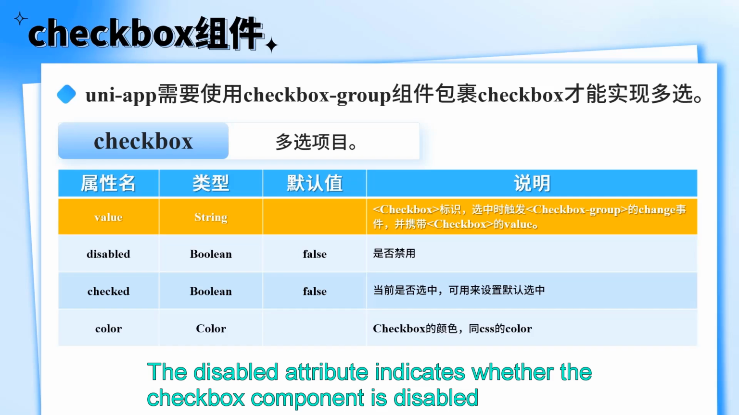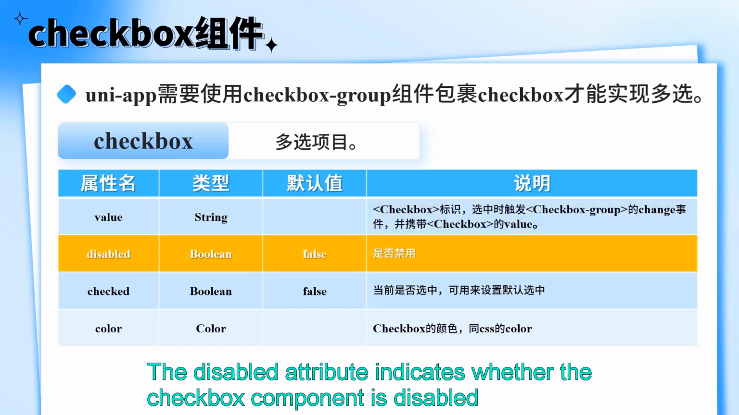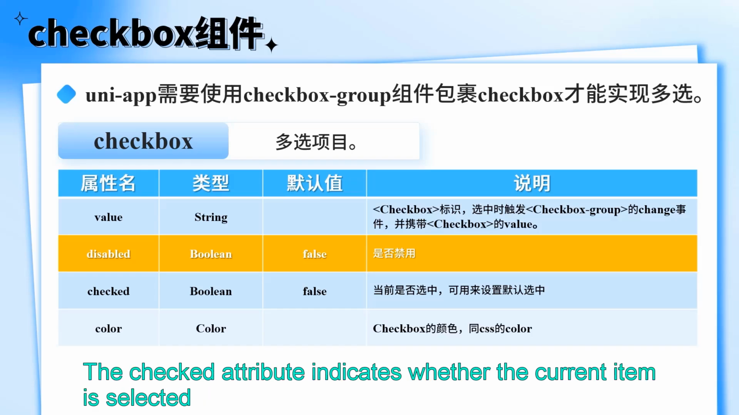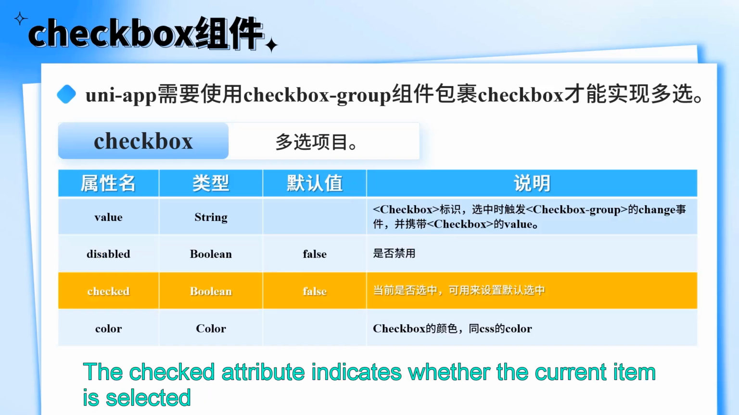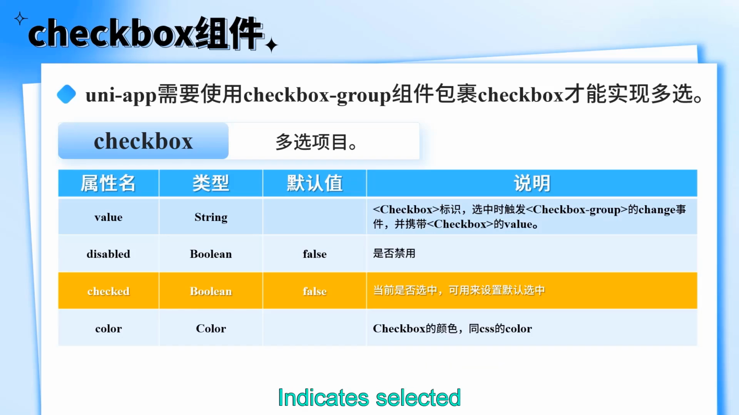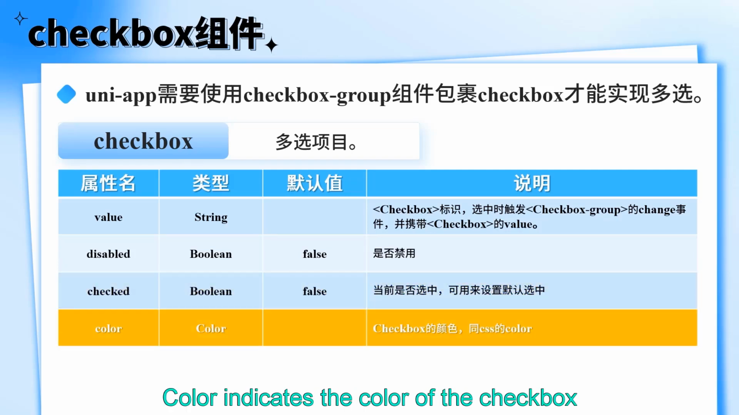The disabled attribute indicates whether the checkbox component is disabled. The checked attribute indicates whether the current item is selected. Checked is true, indicates selected. Checked is false, the current checkbox is not selected. Color indicates the color of the checkbox.